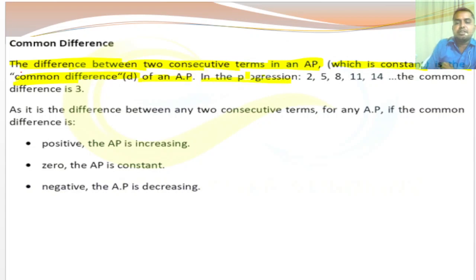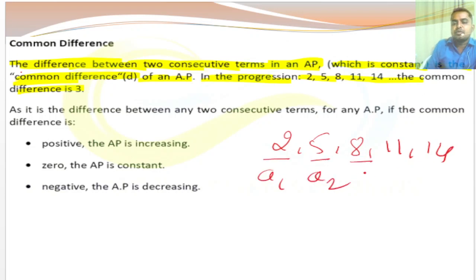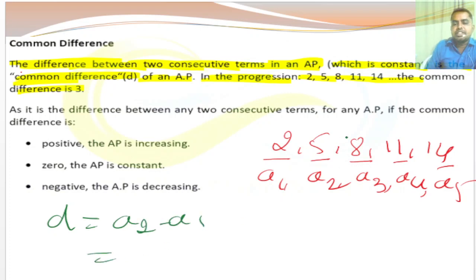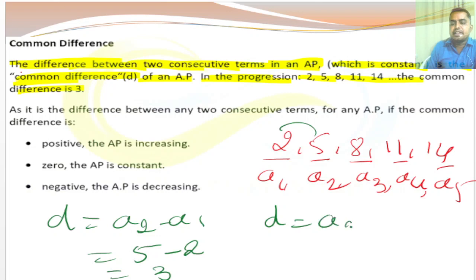In the arithmetic progression, see the example here: 2, 5, 8, 11, 14. The common difference is 3. How to calculate the common difference here? 2, 5, 8, 11, 14. This is a1, a2, a3, a4, a5. Here we have 5 terms in the progression. We are going to calculate the common difference. d is equal to a2 minus a1. What is a2 here? 5 minus 2. 5 minus 2 means 3 you will get. Again d is equal to a3 minus a2.